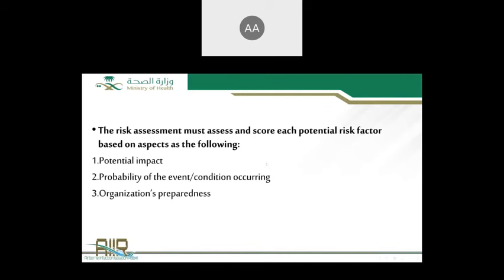Usually the risk assessment must assess and score each potential risk factor. So the risk factors are stated in the risk assessment based on aspects such as the potential impact, the probability of the event or condition occurring, as well as the organization's preparedness. And we have to score each of these factors in order to identify the high risk, the moderate risk, as well as the low risk, in order to construct our annual plan to confine those risks.